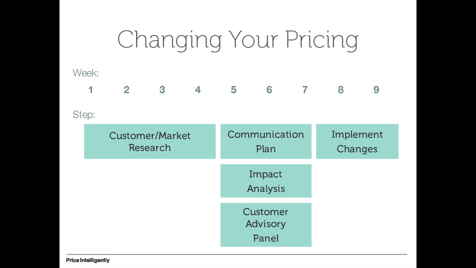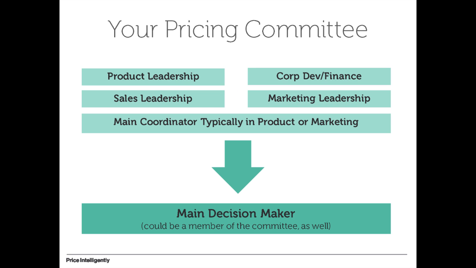What we typically see is the best use case for actually pushing these tests forward is using a pricing committee. And the main reason is because pricing is so central, like everyone kind of touches it in some way. And so you need someone who's going to be the main coordinator, and then rolls into a main decision maker. Because we see so much analysis paralysis around pricing, mainly because people feel like they can only change it once in a lifetime.